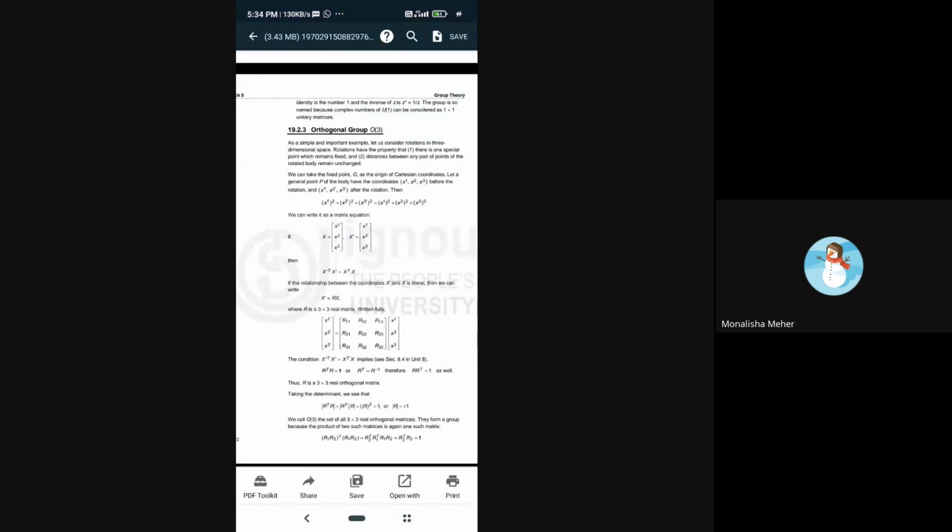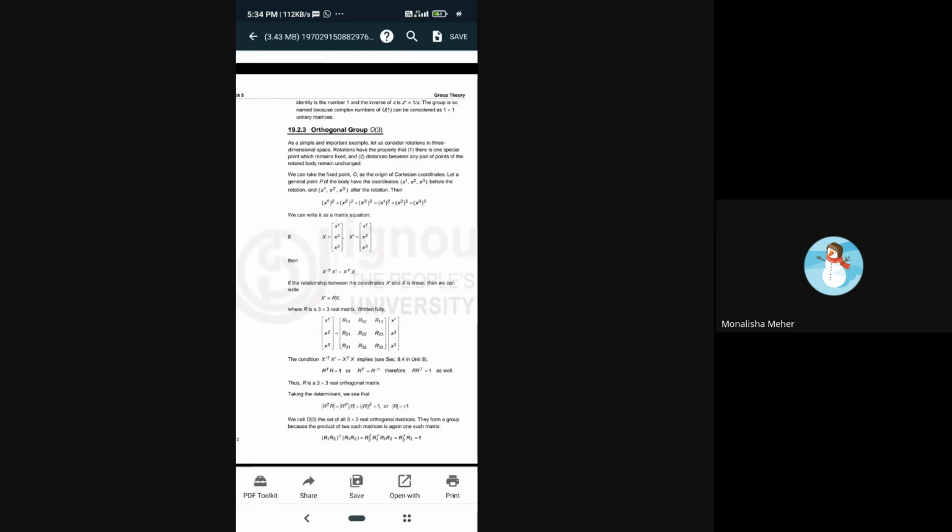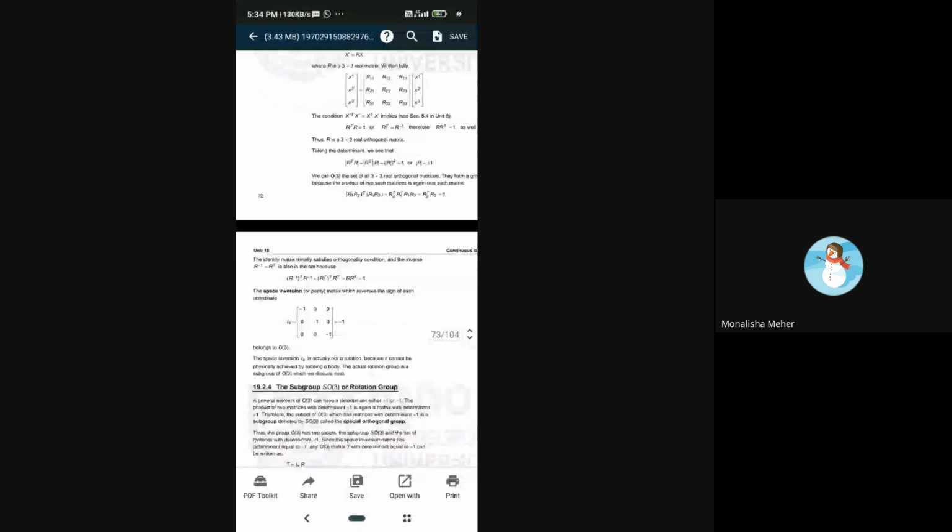So see, here, let us take the origin of the Cartesian coordinates as O. A general point P of the body has coordinates X superscript 1, X superscript 2, X superscript 3 before the rotation. You can have X1 dash, X2 dash, and X3 dash after the rotation. So you can achieve it by transposing. Okay.